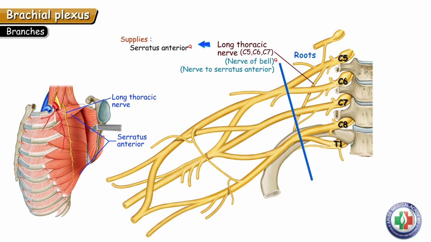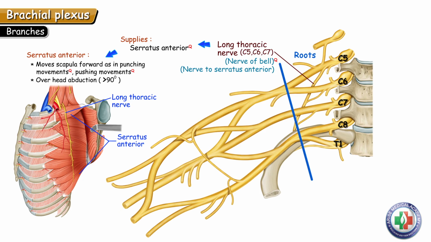So this muscle, serratus anterior, which is inserted on the costal surface of medial border of scapula, when it contracts, helps in pushing the scapula forward, as in punching movements, pushing movements, and it also helps in overhead abduction, that is abduction above 90 degrees. As the serratus anterior is helping in punching movements, it is also called boxer's muscle.